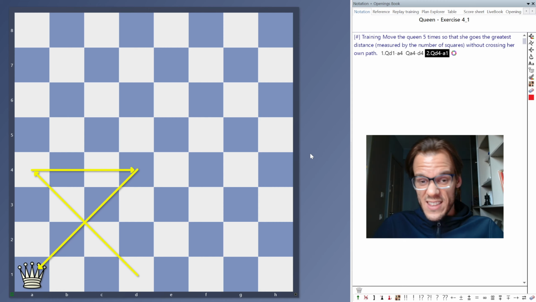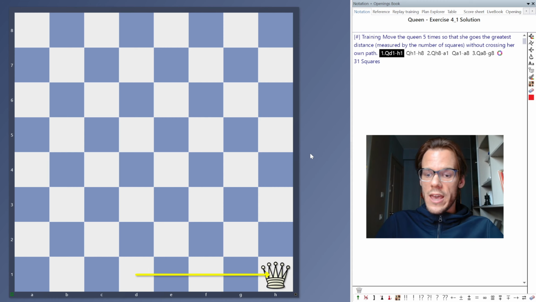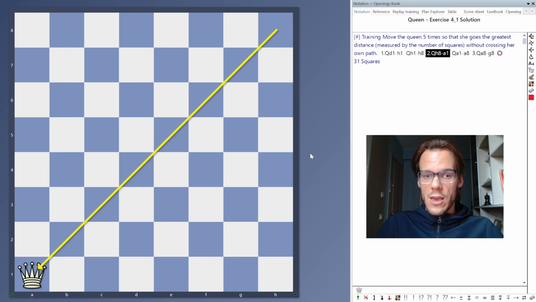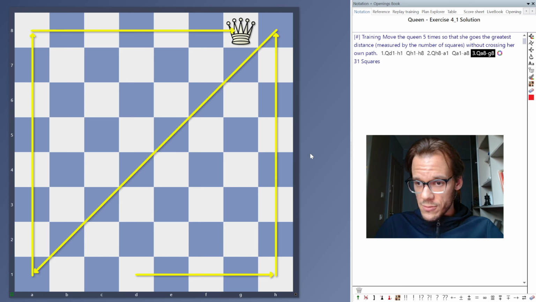So what is the greatest distance? How many squares can we cover? And the answer: we go h1, h8, a1, a8, and we end on g8. Not counting the starting square, we have 31 squares in total. Good job if you found it.